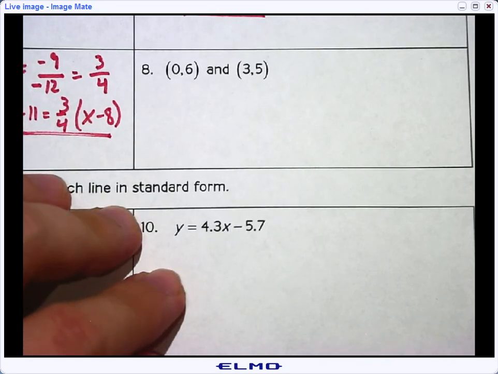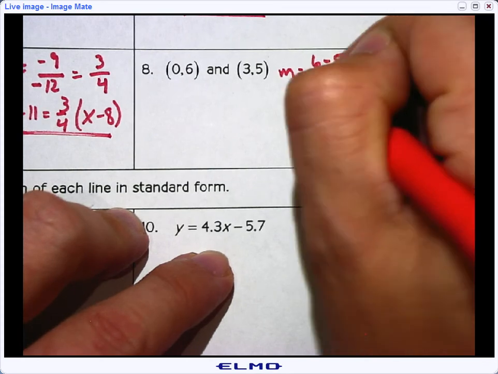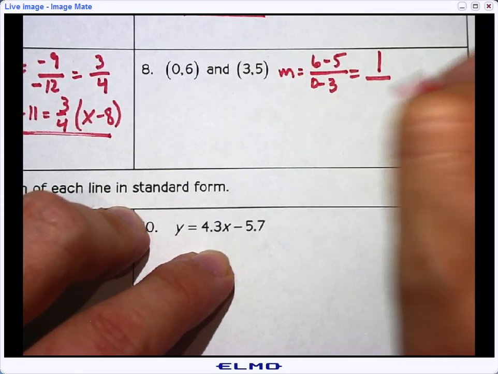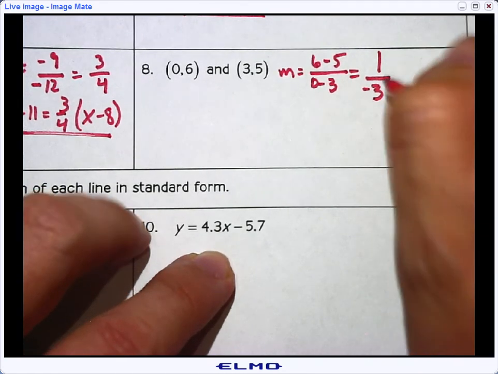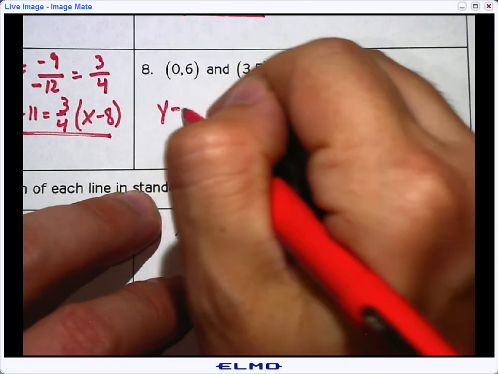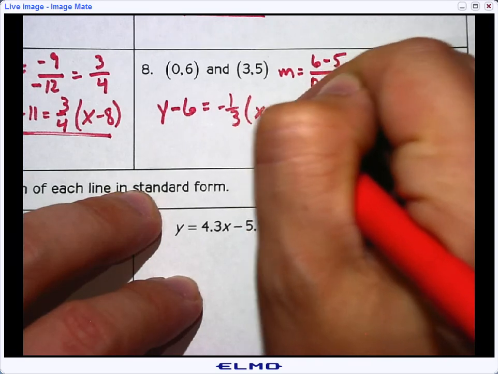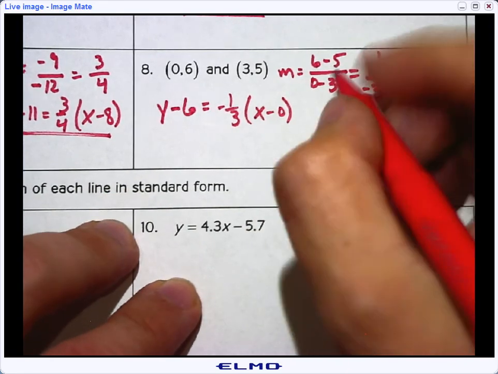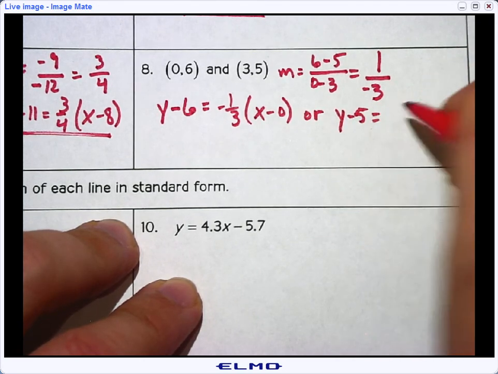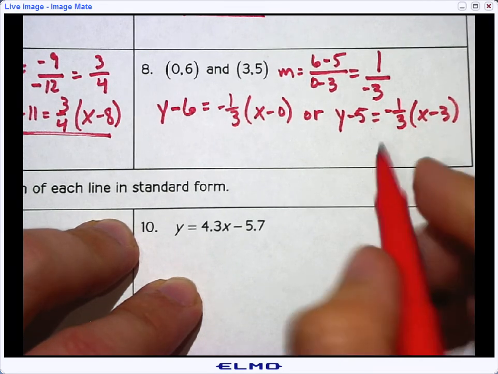All right, number 8, my slope, 6 minus 5 over 0 minus 3. 6 minus 5 is 1. 0 minus 3 is negative 3. So that's just negative 1/3. All right, so we would have y minus 6 equals negative 1/3 x minus 0. Or y minus 5 equals negative 1/3 x minus 3.